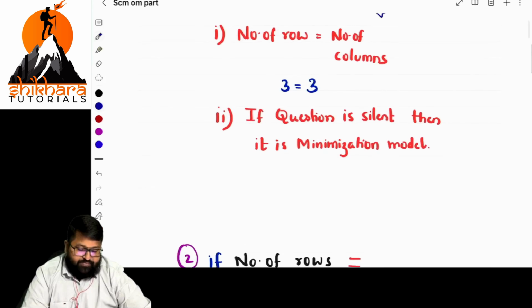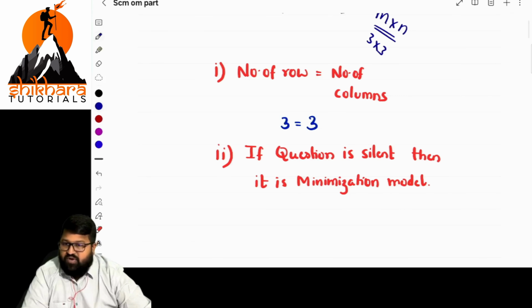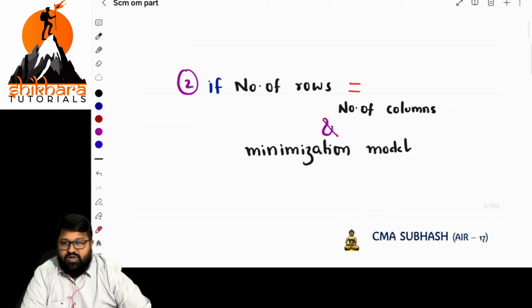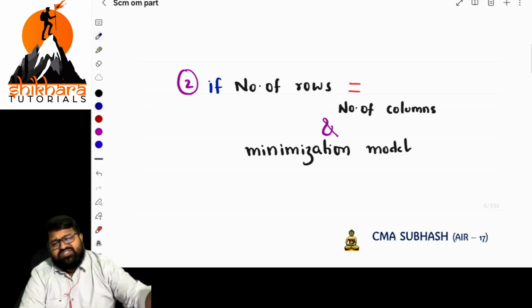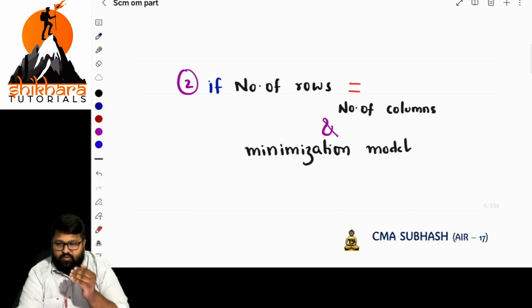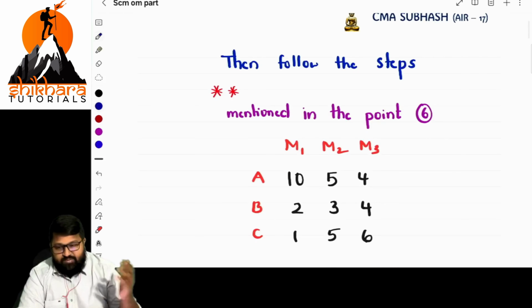Okay, next. If the question is silent, then what is the thing, ma? We go with the assumption of a maximization model or a minimization model. Now, if the number of rows equals the number of columns and it's a minimization model, straight away follow the steps. There are a good number of steps there, but the most important are six steps, and I have mentioned them in point number 6 also.